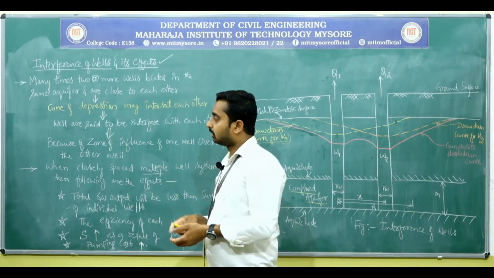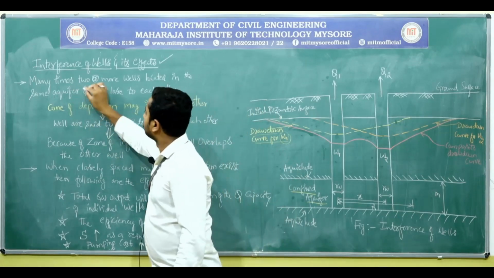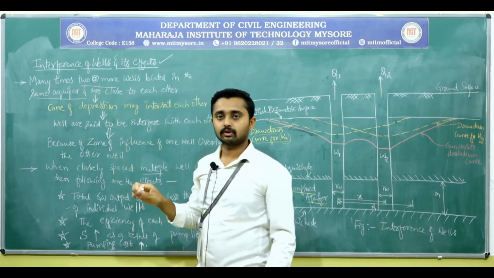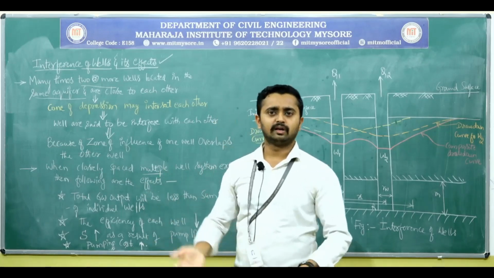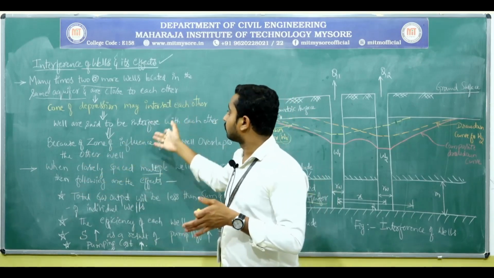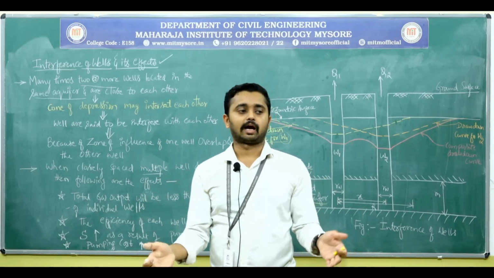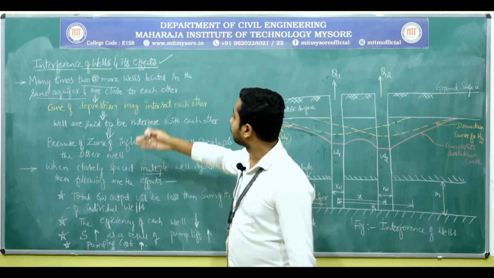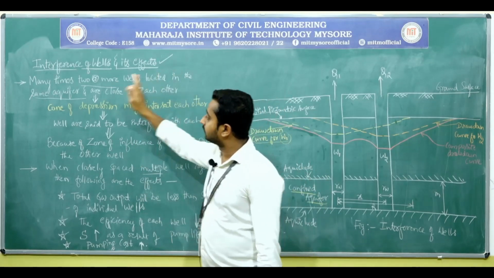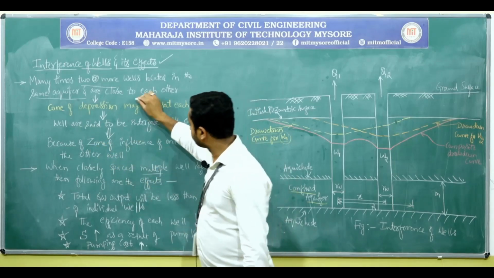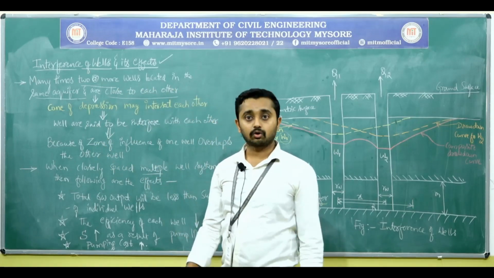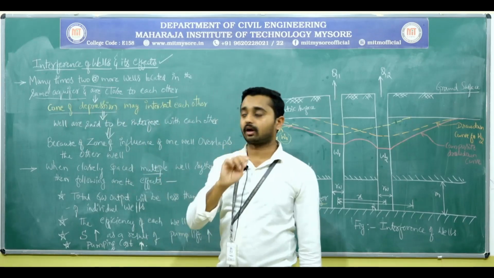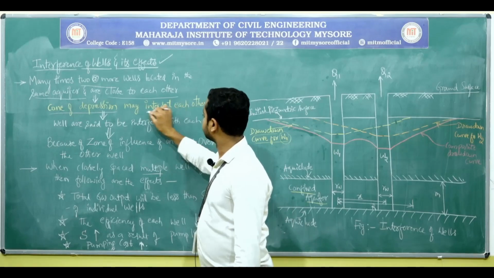Now come to the theory. Many times two or more wells are located in the same aquifer. Obviously this will happen. Two or more wells are located in the same aquifer, and an aquifer can be more than hundreds of square kilometers. If two or more wells are located in the same aquifer and are close to each other, then definitely the cone of depression, nothing but drawdown, may intersect.